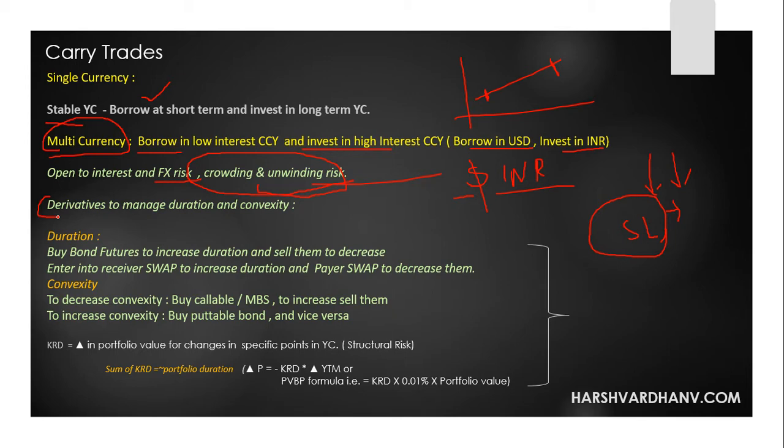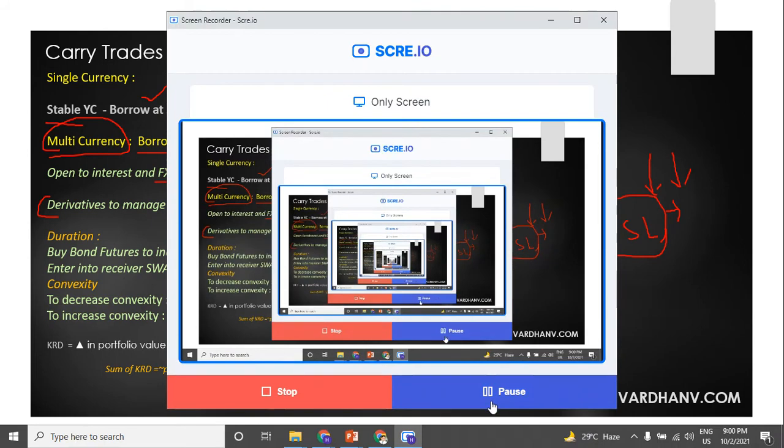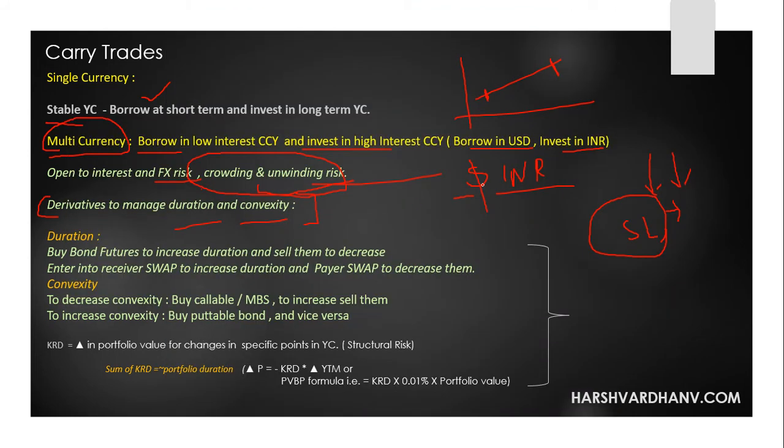Now we see the derivatives. How do we use the derivatives to manage the duration and convexity? We have seen already that to decrease convexity, we buy the callable bond and MBS bond, and to increase the convexity, you buy the puttable bond and vice versa. We have seen this in the previous slide. Now, for the duration, to increase the bond duration, you buy the bond futures, and to decrease the bond duration, you sell the bond futures.